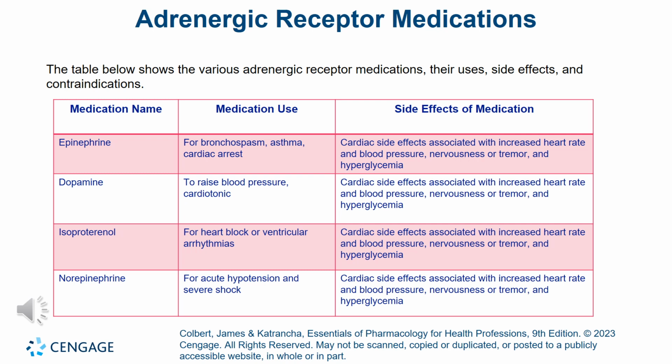It's used for bronchospasms, asthma, and cardiac arrest. There are some side effects, which include cardiac side effects associated with increased heart rate and blood pressure, nervousness or tremor, and hyperglycemia. Dopamine is another one of these. It's used to raise blood pressure, cardiotonic. Side effects are the same.